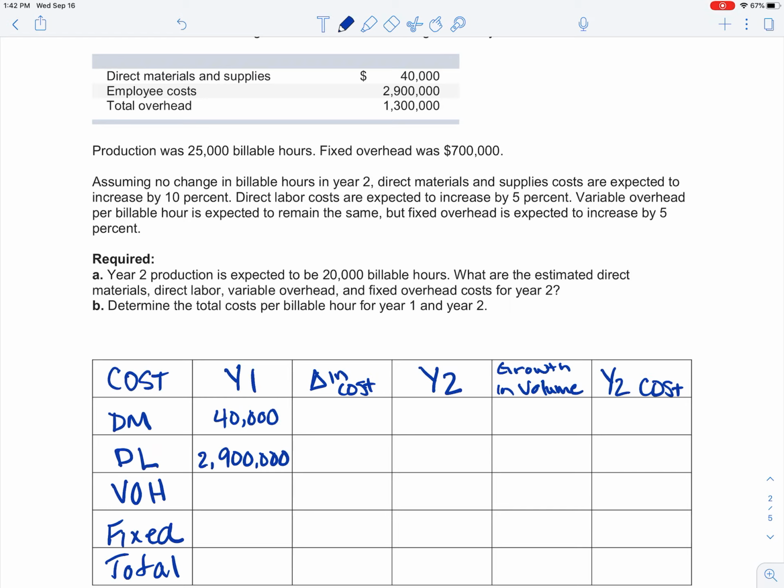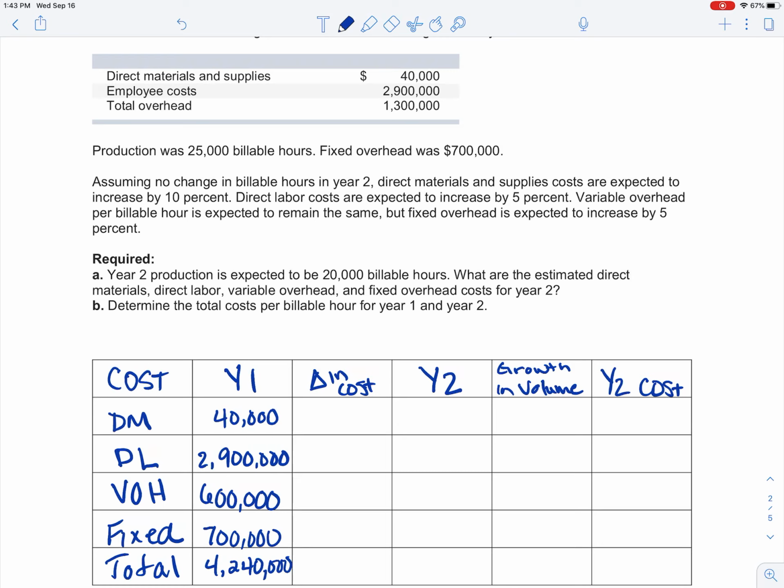My variable overhead, if my fixed overhead is $700,000, my total overhead is 1.3. That means my variable overhead must be $600,000. And then I can get a total cost of 4,240.